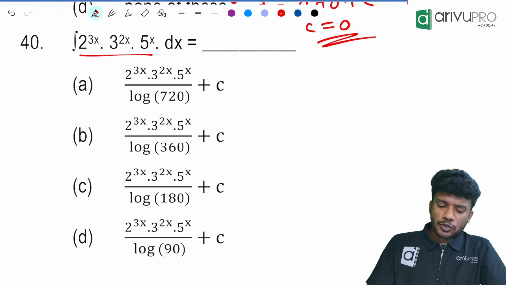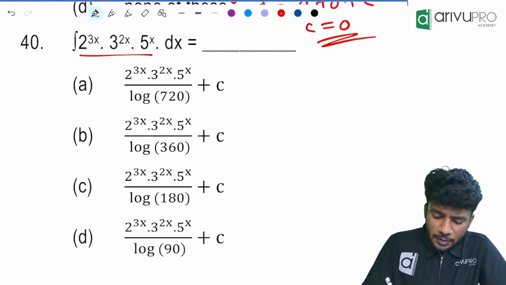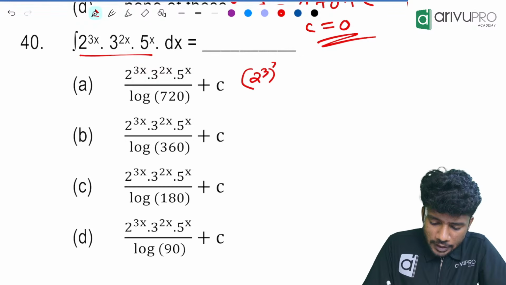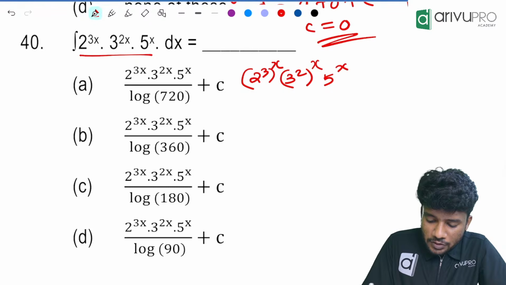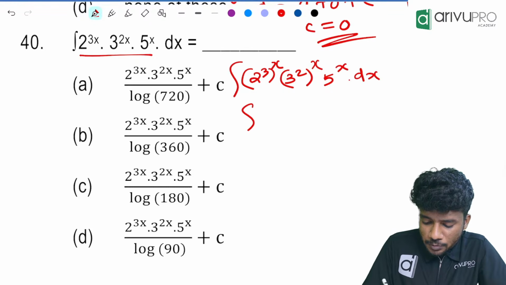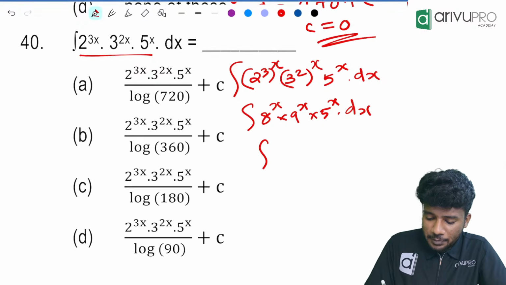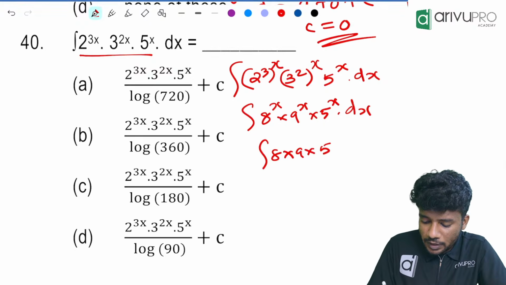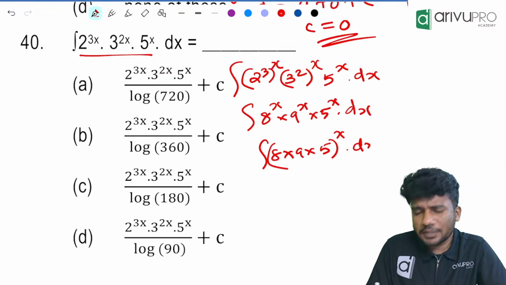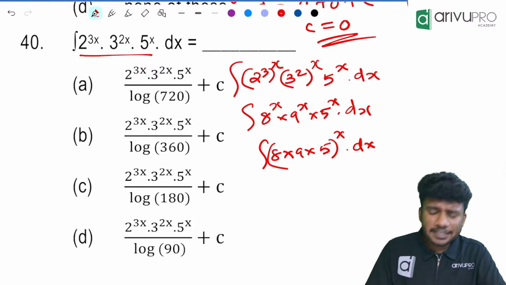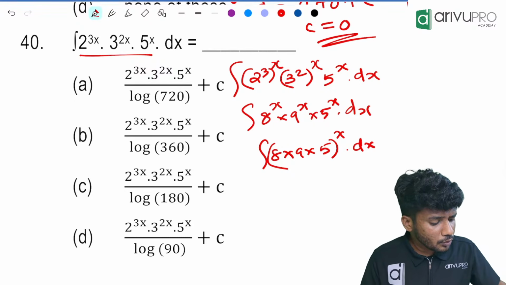Integral of 2 raised to 3x. That can be written as 2 cube the whole raised to x, then 3 square the whole raised to x, 5 raised to x, the entire thing into dx integral. 2 cube is how much? 8 raised to x into 9 raised to x into 5 raised to x into dx. People, this can be written as 8 into 9 into 5, the entire thing raised to x, using the properties of indices.